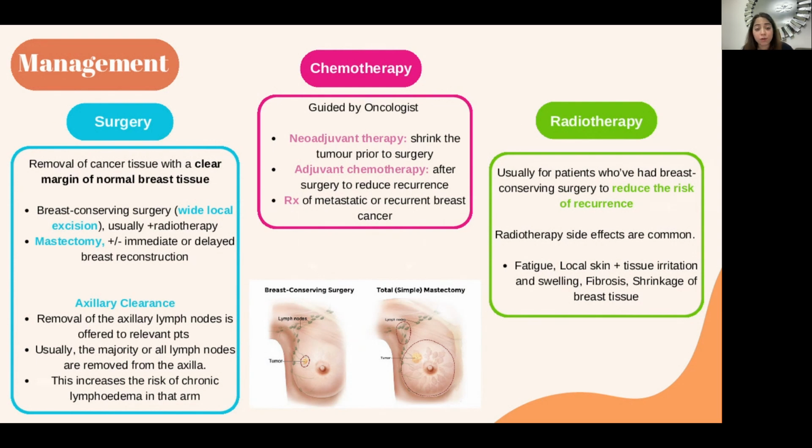Radiotherapy is another option. Again, it's used often to reduce the risk of recurrence, but radiotherapy does have a lot of side effects, so they can impact patients quite a lot when they do have them. So it's very important to counsel them and just make sure that they are mentally ready and prepared for those side effects as well. And I've just noted them there.